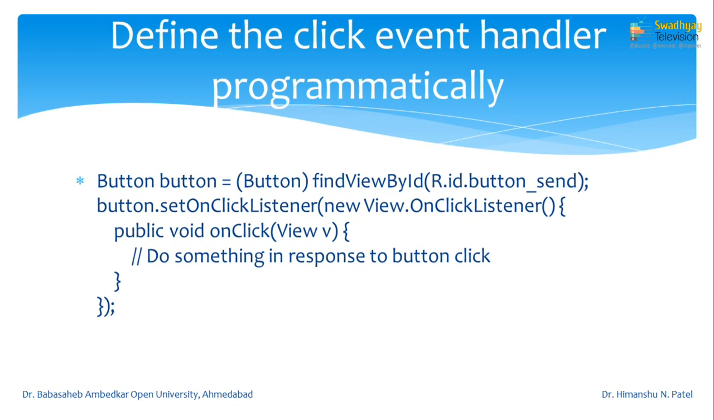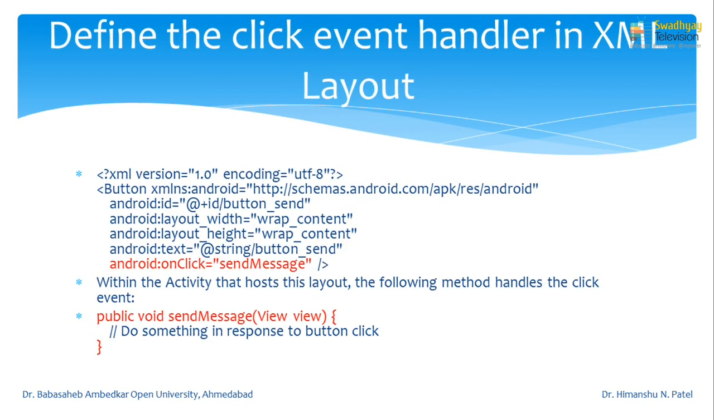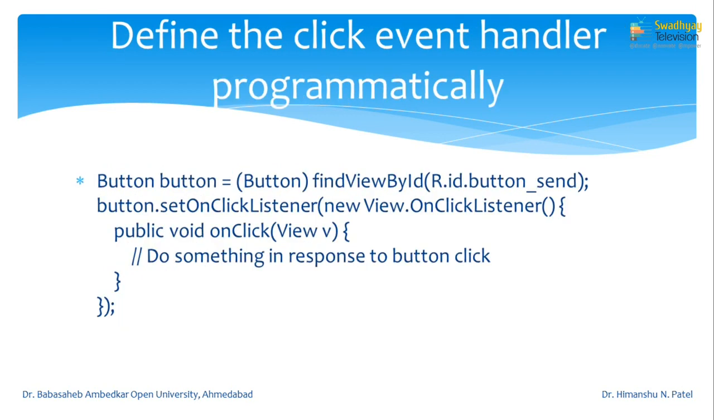So, we create one button object which represents your button, and we call the findViewById method, and remember, our ID is button underscore send. In the previous slide you saw this value, button underscore send, is the name or ID for the button. So, we should use the same ID here.